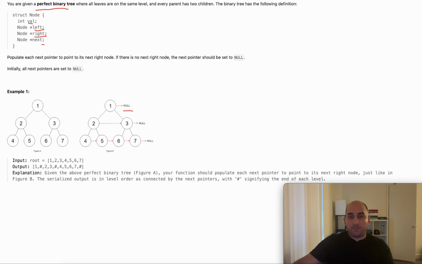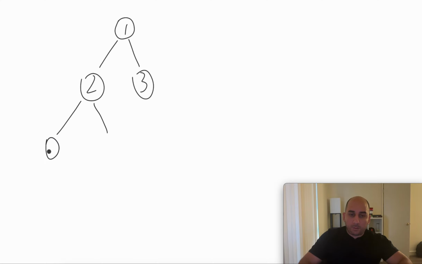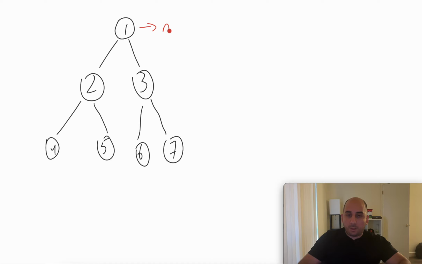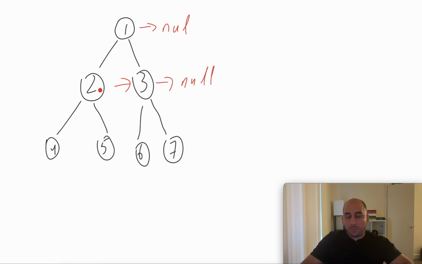Let's see how we're going to solve this problem. All right, let's take this example and work on it. So we have 1, 2, 3. It's our perfect binary tree. So we have 4, 5, and we have 6 and 7, right? What we need to do is find for each node the next node to it. So for this one it is null, and this one is pointing to 3, and this one is pointing to null, and so on.